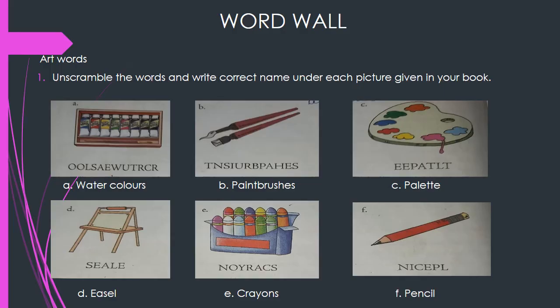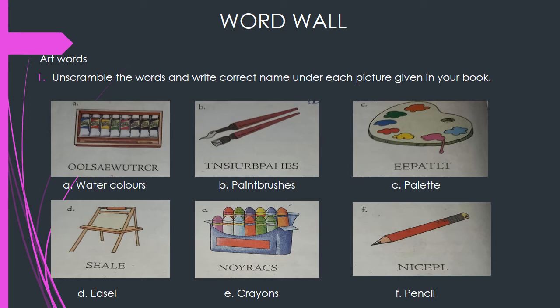Now come to the next exercise. The next exercise is Word Wall, given on page number 144. Here are some scrambled words. You have to unscramble the words. They are all art supplies. Rearrange them to get the correct names. Now write the correct name under each picture. The blank is given here. First is an example for you.